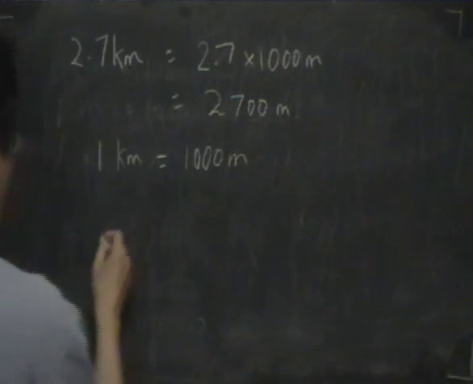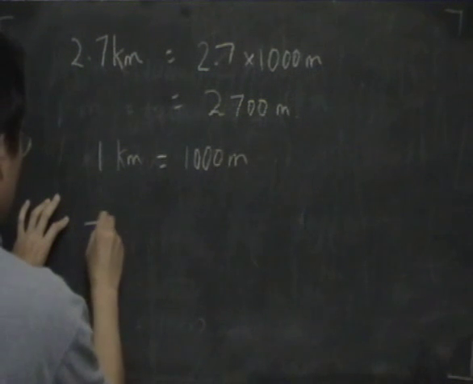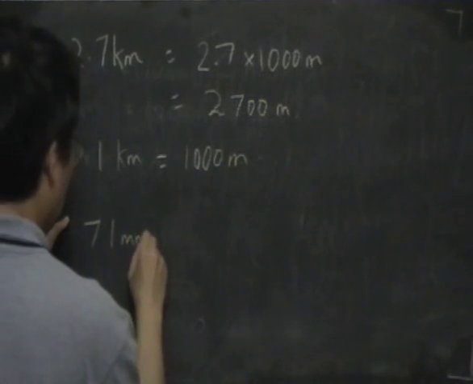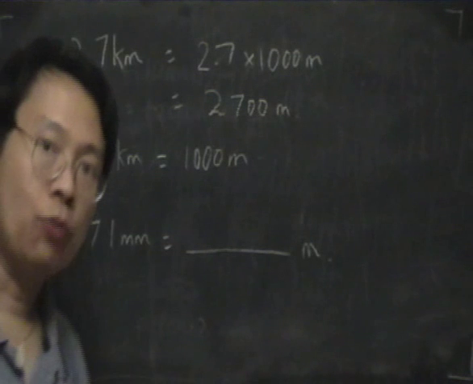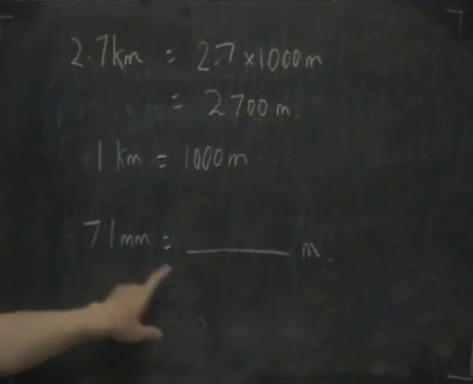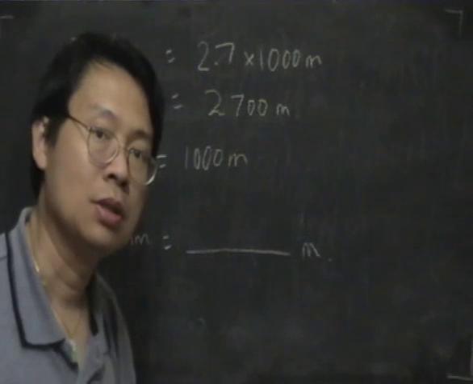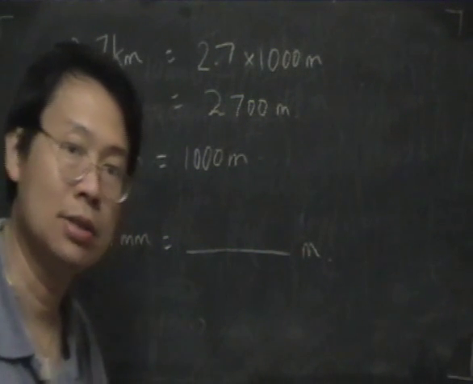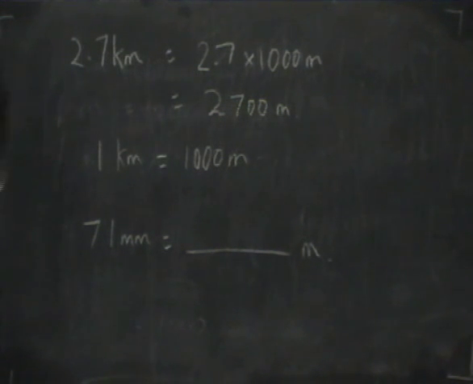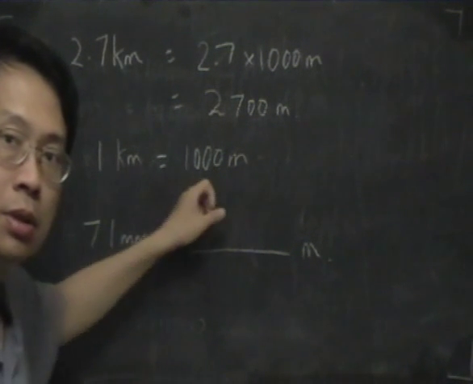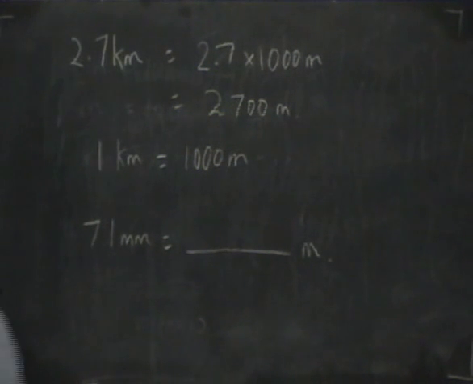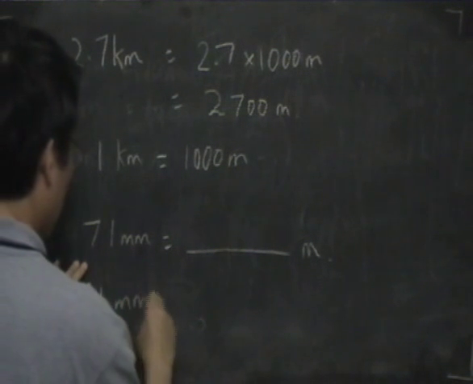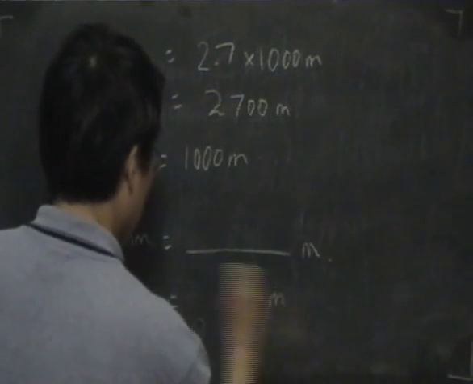Now let's do 71 millimeters. Now I want to convert 71 millimeters to meters. So how many meters are there in 71 millimeters? Now it's the same idea. In order to do this, you must first write down the relation between millimeter and meter. Okay, so 1 millimeter is equal to how many meters?